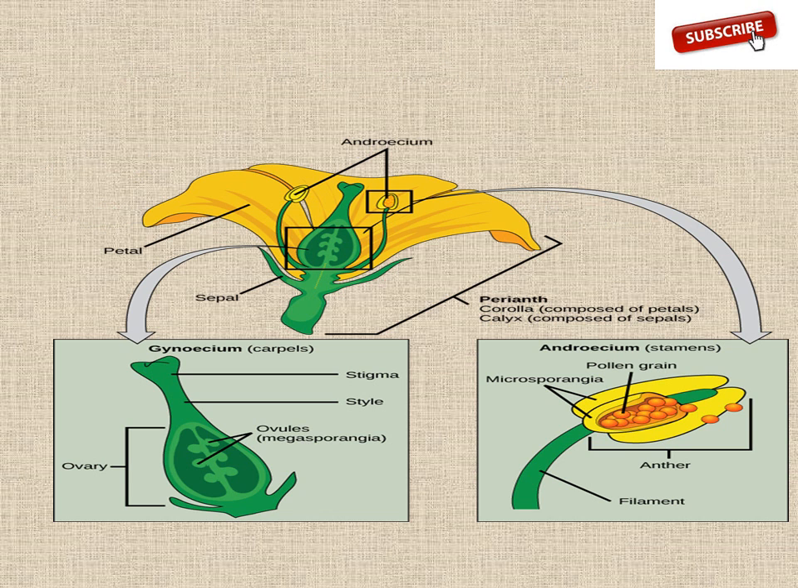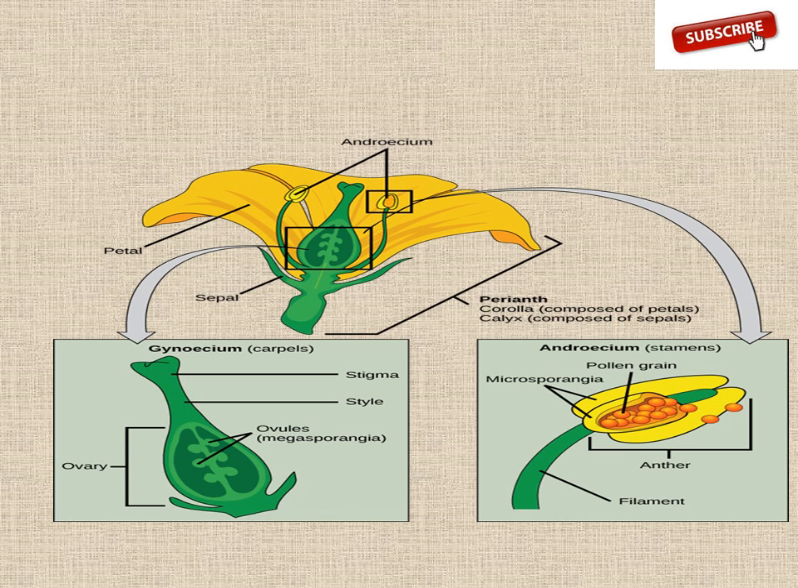So this is the diagram which shows the four whorls of the flower. From the diagram you will be able to see that there is androecium, gynoecium, sepal and petal. The gynoecium is also called carpels, and it has got carpels, and the androecium has got stamens. It has got the filament and it has got the anther.